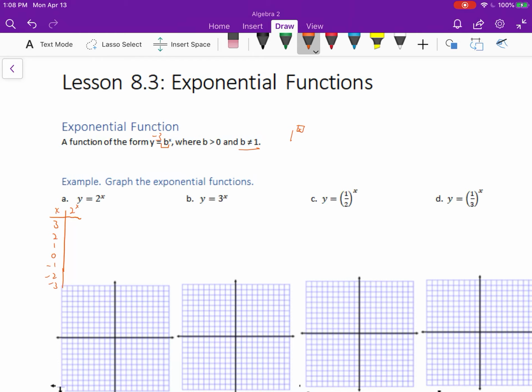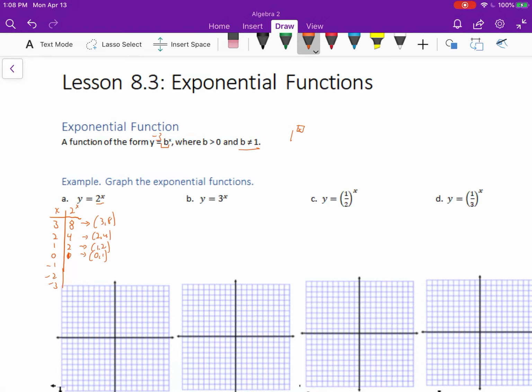So if we have 2 to the x, if we plug in 3, we would have 2 cubed, which is 8. So we would have the point 3, 8. Put in 2, that would give us 2 squared, which is 4. So we have the point 2, 4. Put in 1, 2 to the first is 2, so we have the point 1, 2. Put in 0. Anything to the 0 power is 1, so we get the point 0, 1.